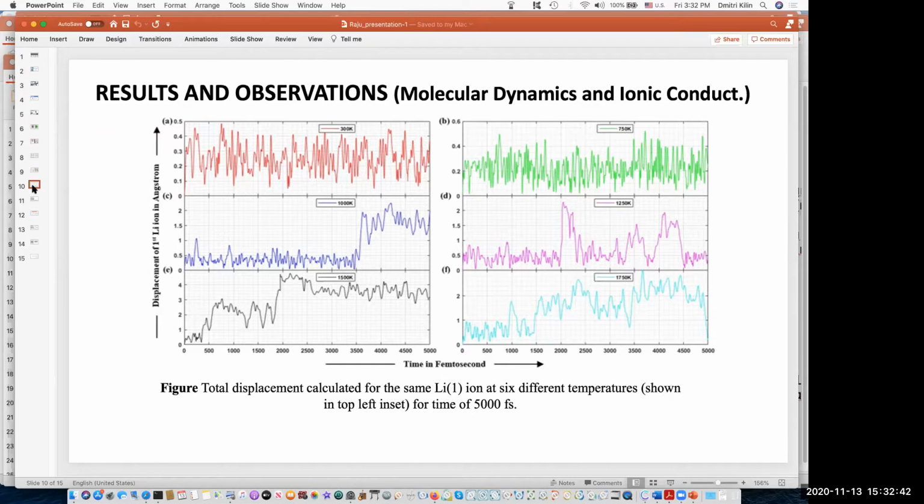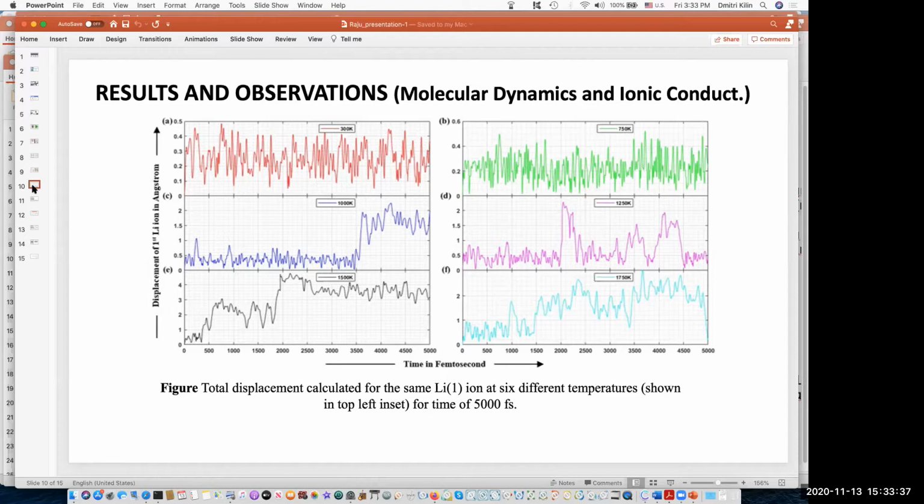So the displacement made by our observed lithium ion at 300 Kelvin, you can see this is just a vibration. We didn't take this as a displacement. Why? Because we took our unit cell as almost 12.98 angstrom. So for each cell, the distance is almost 1.3 or something like that. So when we observe the displacement of the lithium atom is more than 1.2 or 1.3 angstrom, then we take it as a displacement, as a movement.